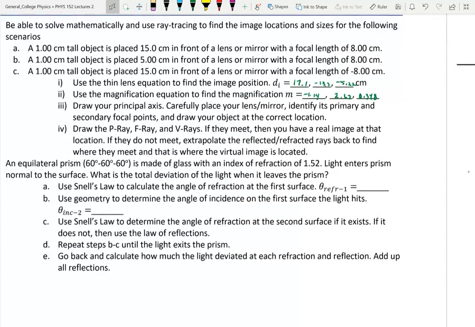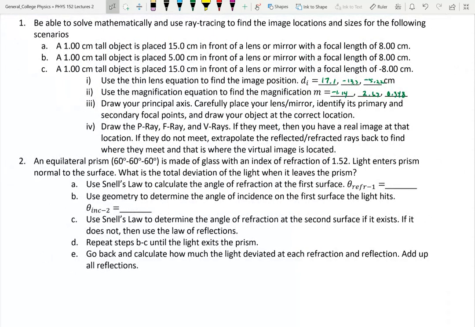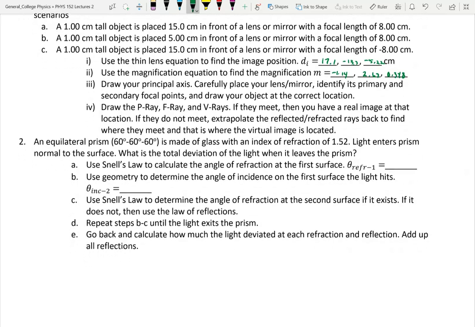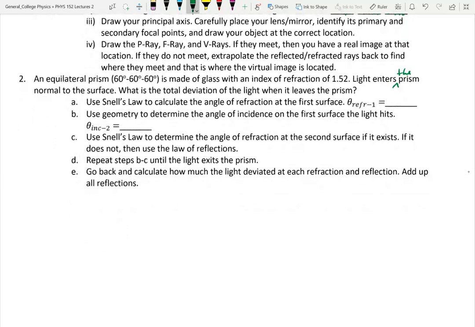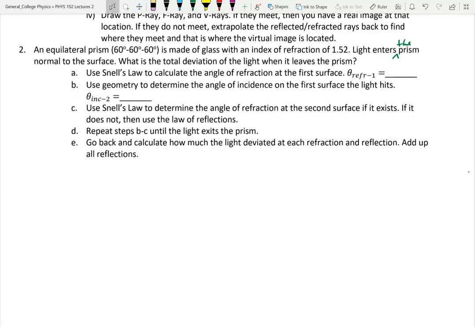Now, the second problem: an equilateral prism, that's a 60 degree, 60 degree, 60 degree, is made of glass with an index of refraction of 1.52. Light enters the prism normal to the surface. What is the total deviation of the light when it leaves the prism?